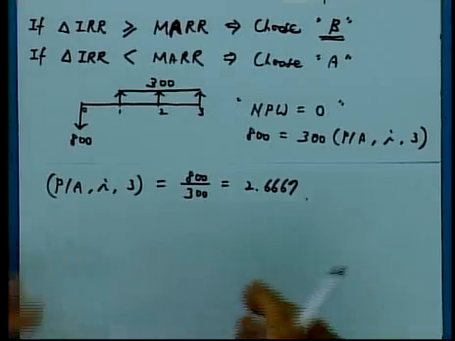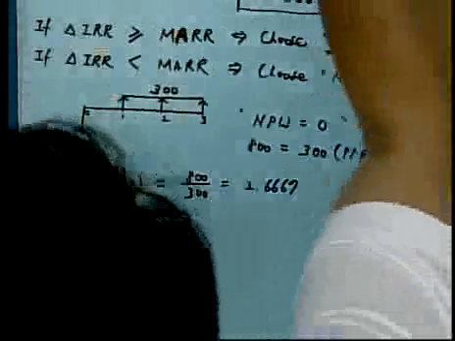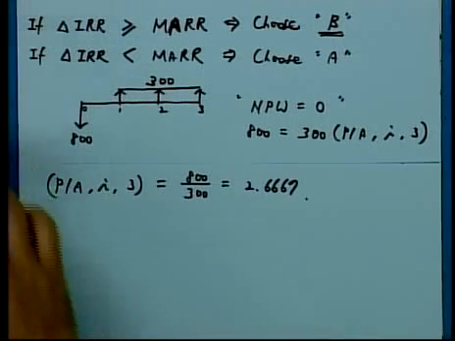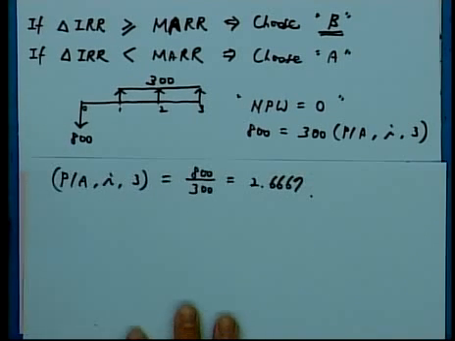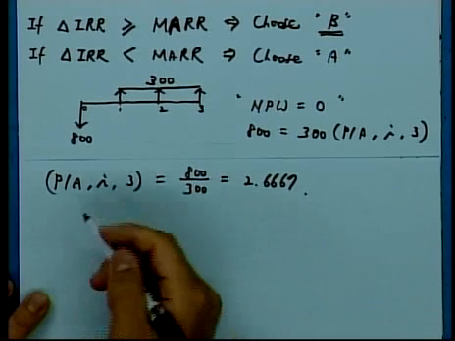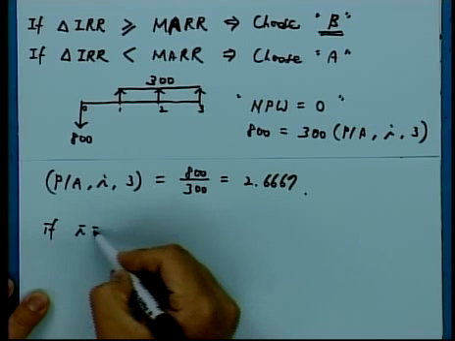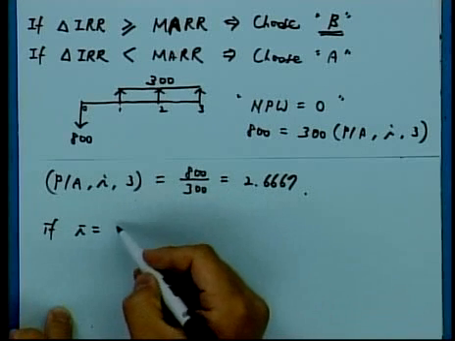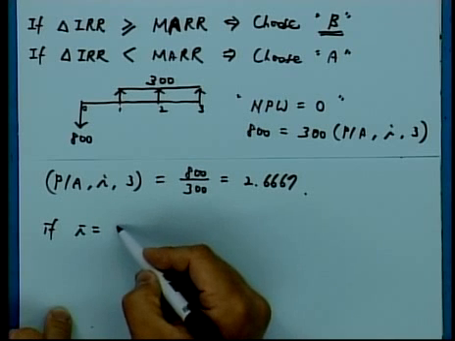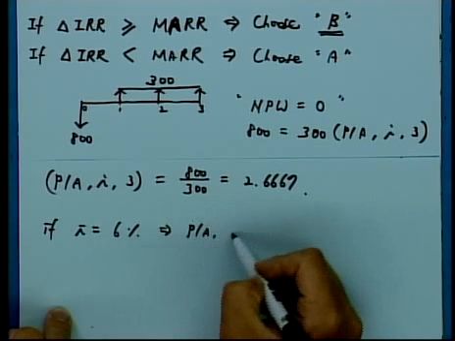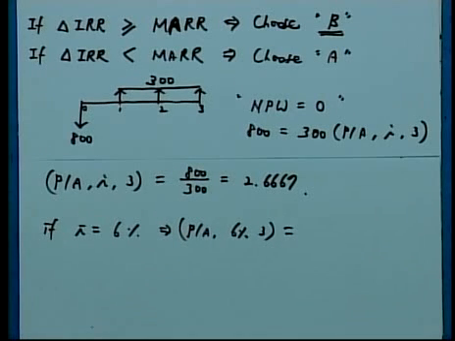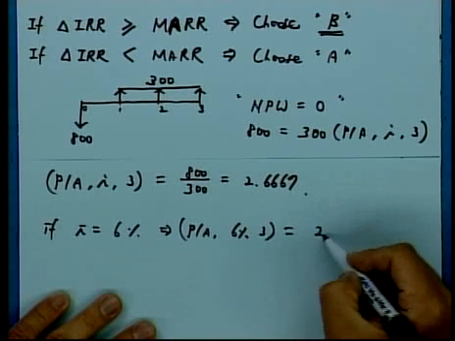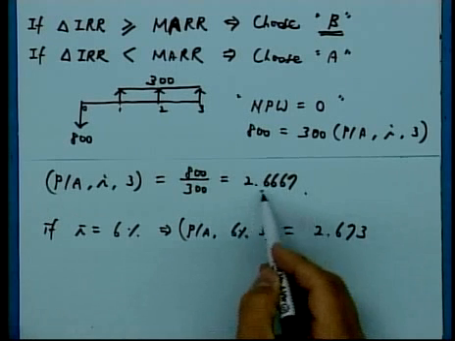And so if you look at the compound interest table, if i equals 6%, P given A over 3 periods is 2.673, which is very close to this value.